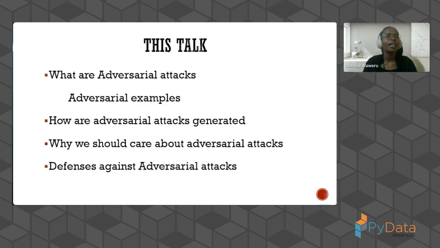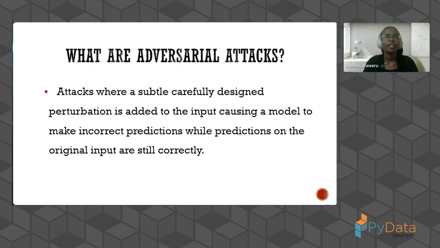So let's go ahead and define adversarial attacks. An adversarial attack is an attack on a neural network where a subtle, carefully designed perturbation to the input leads to an incorrect prediction while the original input is still classified correctly. That is if our neural network is a classifier, but this is applicable to other neural networks. So the perturbed input will produce an incorrect output while the original input still gives a correct output.